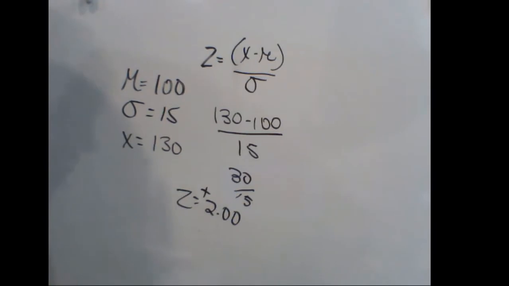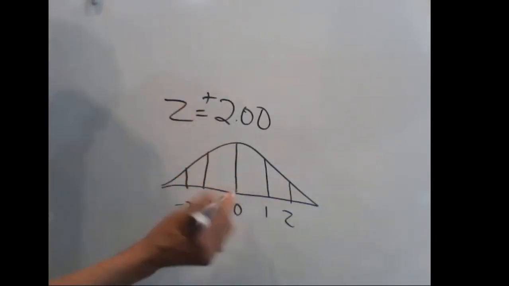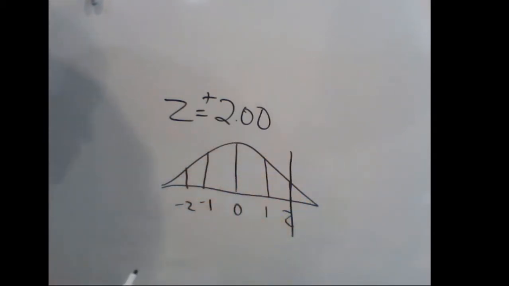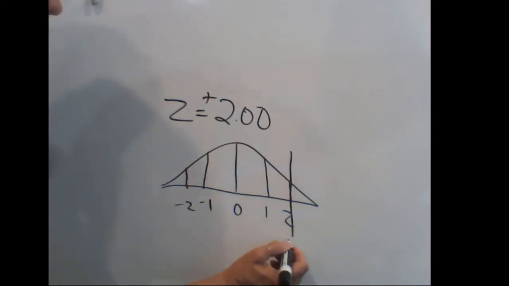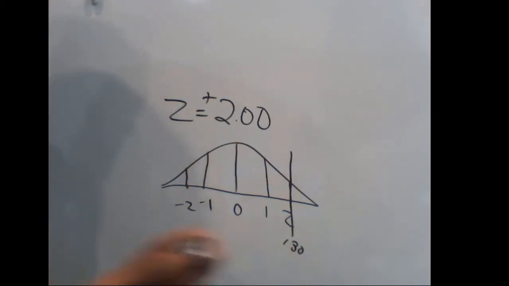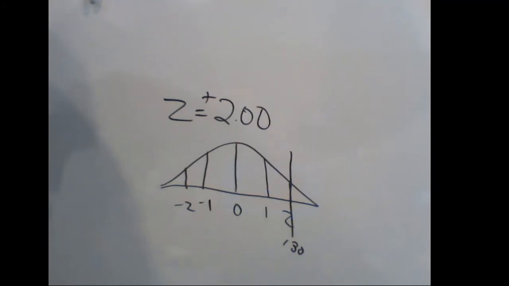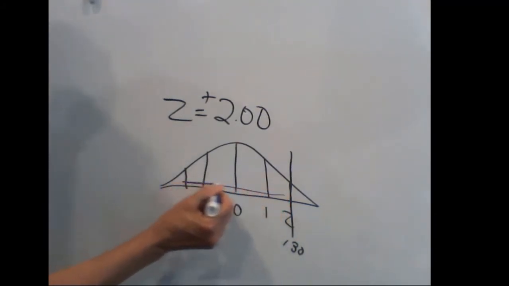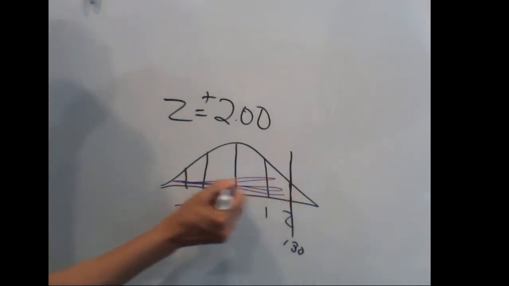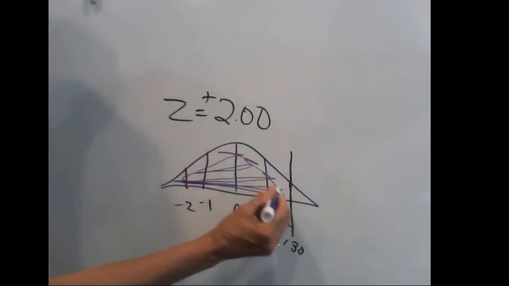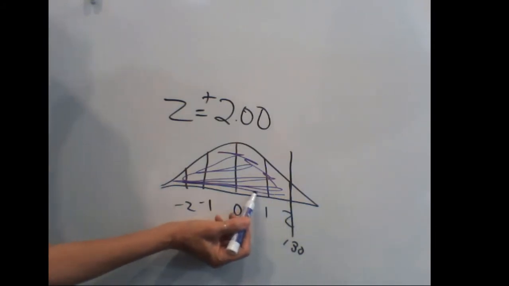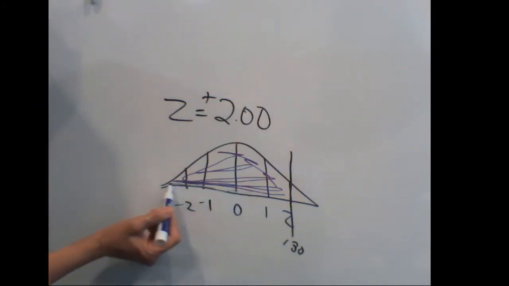So let's take a look at this z-score on the normal distribution. Our z-score of a positive 2 would be right here. And what was the question asking us again? Well, remember that positive 2 is an IQ score of 130, and we were looking for everybody under 130. So I'm going to shade in this area that we're looking at. In other words, we're starting at a z-score of 2, crossing over the mean all the way to the end.